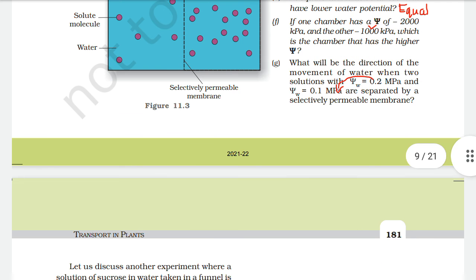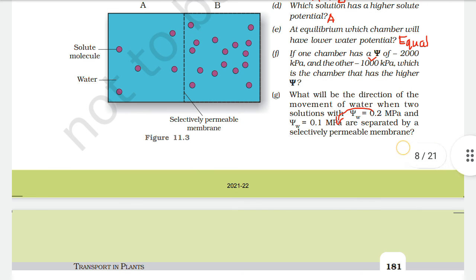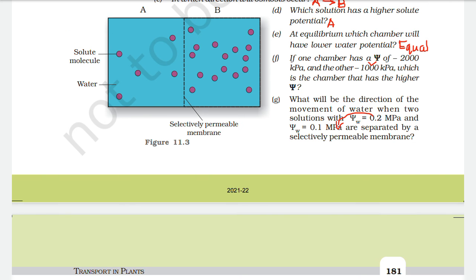So here one has 2000 kilopascal and another has minus 1000. When there is a minus sign, the value which is smaller has the greater magnitude. So minus 1000 kilopascal has the higher water potential.